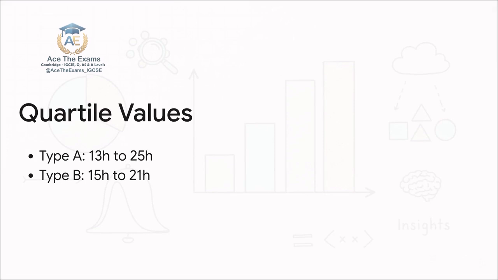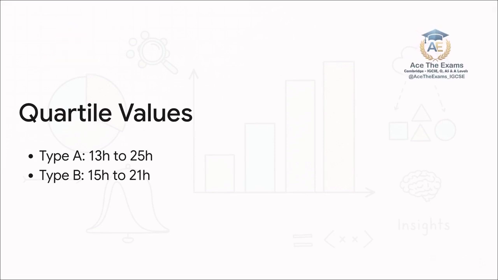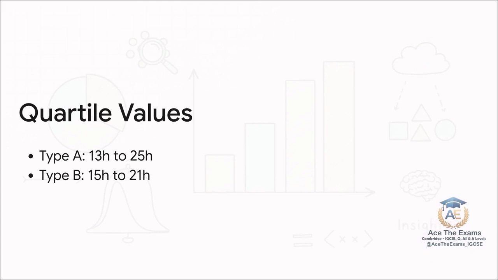By checking the 25th and 75th percentiles on our curve, we can extract these exact quartile values for both brands. Our total frequency is 50. 25% of 50 is 12.5. So we draw a line across from 12.5 on the y-axis to find our lower quartile. For type A, it's 13 hours. For type B, it's 15 hours.